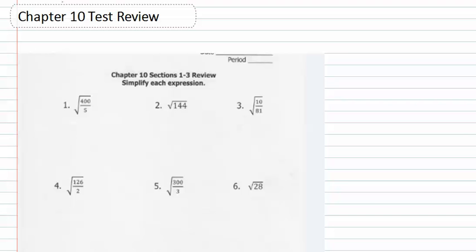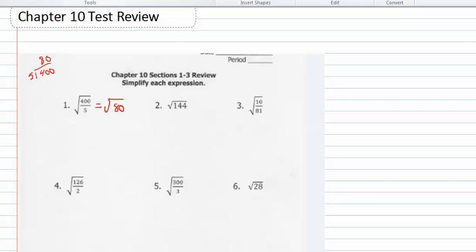And if you're not sure, you can do it on the side. Will 5 go into 400? 5 will go into 4. No, 5 will go into 40 8 times, and there's a 0. So now, instead of 400 over 5, I've got radical 80. Then ask yourself, is there any perfect squares within radical 80? And we can break it down.